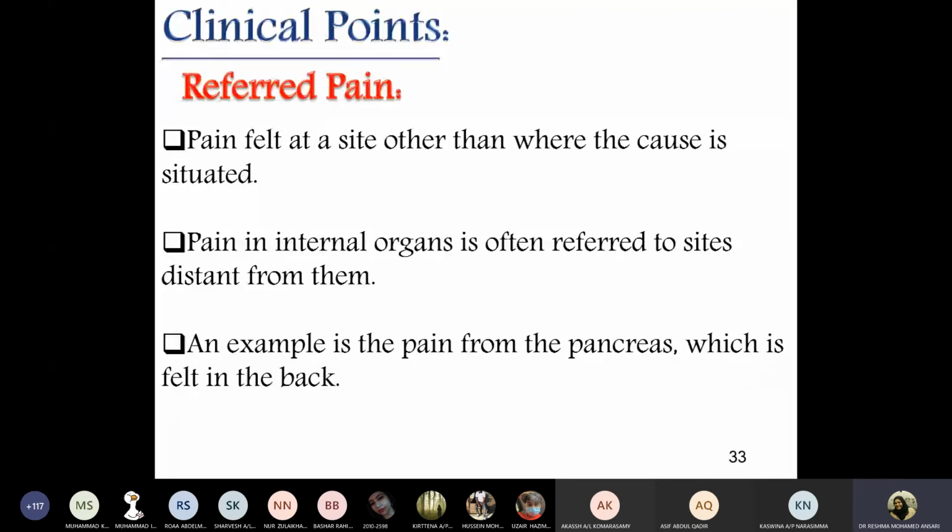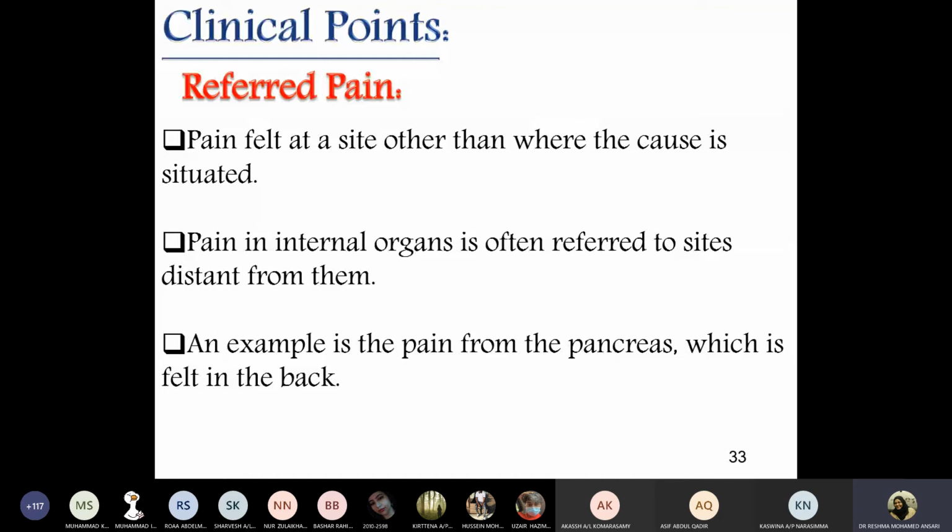So clinical points, the last part of the lecture is referred pain. If the person has a pain felt at a site other than where the cause is situated, that is called a referred pain. Whenever a patient has a pain in an internal organ, it is actually exhibited as a pain away from the organ. For example, the pain from the pancreas, which is usually present in the stomach or abdominal area, is felt in the back of the patient. So whenever the patient tells me there's a very low grade pain in the stomach area, but it is more in the back, we would suspect the pancreas.